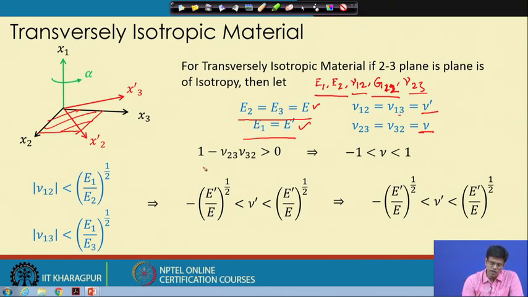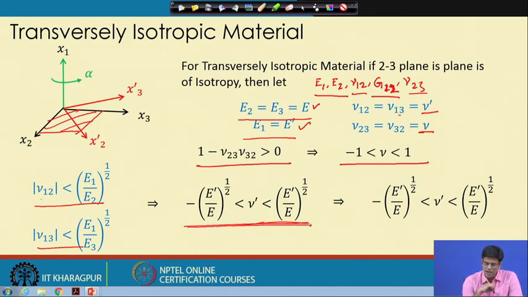Now, if we use this relation, which we have seen from the orthotropic case, we can prove that for the plane of isotropy, the in-plane Poisson's ratio should be between -1 and +1. Similar to that, if we use these two relations and substitute this E and E dash, you will get this, and then if you substitute this, you will get this. So this relation again poses some restriction on nu dash, that is, the other Poisson's ratio.